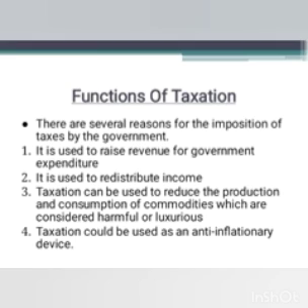So we can say that's a form of redistribution of income. Taxation can be used to reduce the production and consumption of commodities which are considered harmful or luxurious. For example, you'll notice that on the pack of the cigarette, it is written there, Federal Ministry of Nigeria warns that tobacco smokers are liable to die young. And even with that, you see people smoking.